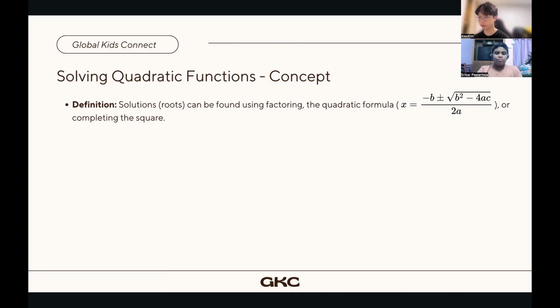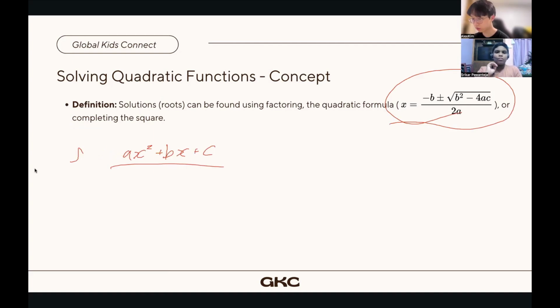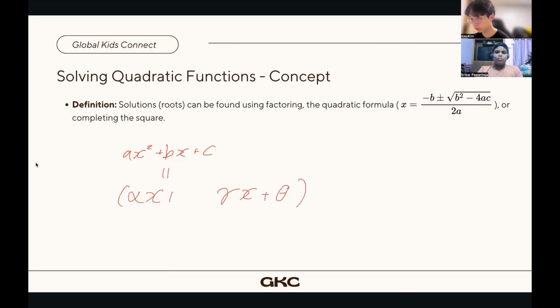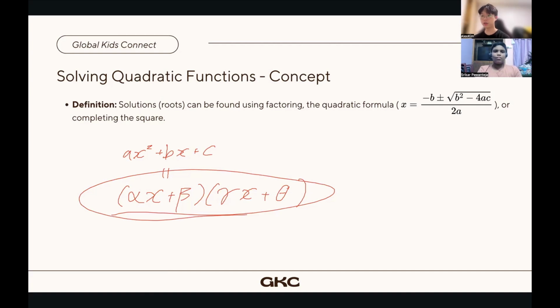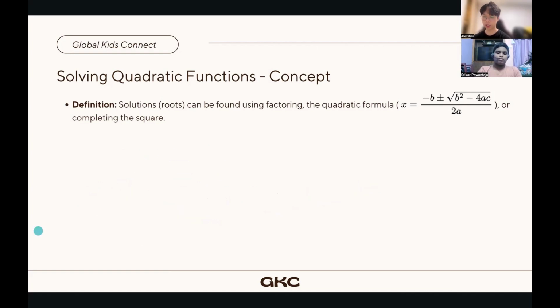And also the final method is completing the square, which is the opposite of what we just took a look at. Instead of being given the full expanded formula, if we are given the factored version already, then we can complete the square, depending on what the question is asking for, and find values of x that satisfy this equation. We just took a brief look at the concepts.